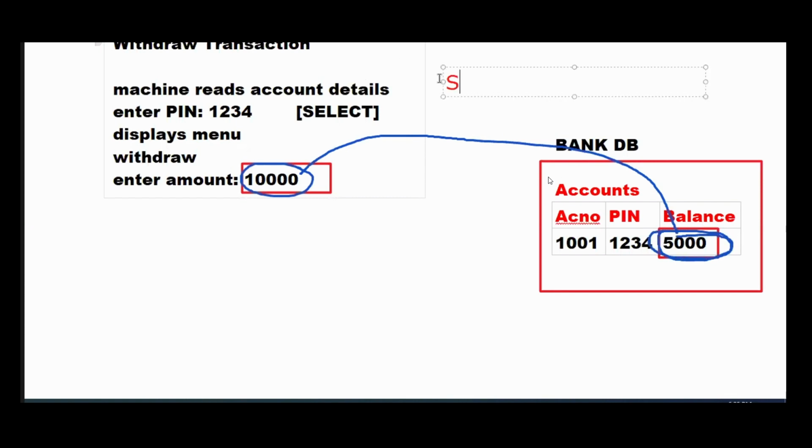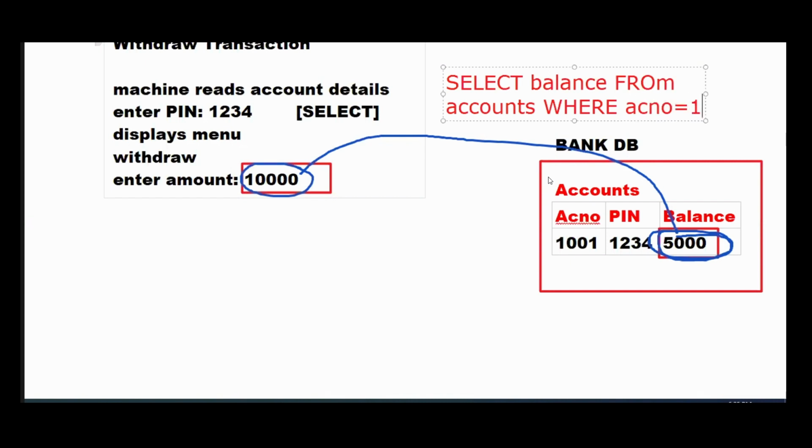So again, implicitly, which command will be executed here? Select. What is it selecting? Balance. From which table is it selecting? Accounts table. Which account number? Where account number equals 1001. Like this. So it is selecting your balance and holding it in one variable. Your withdrawal amount.